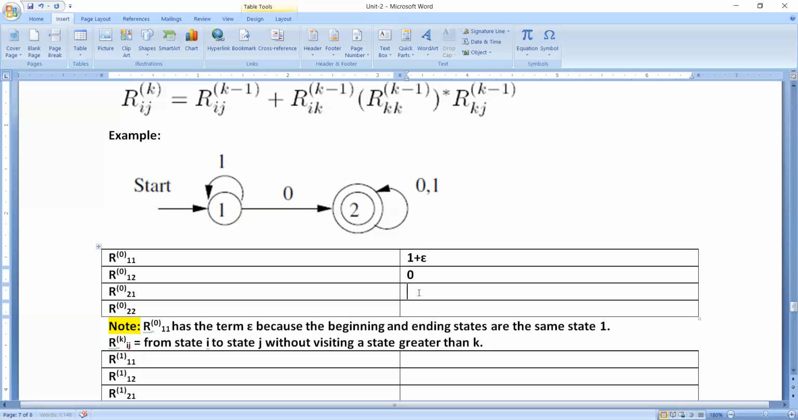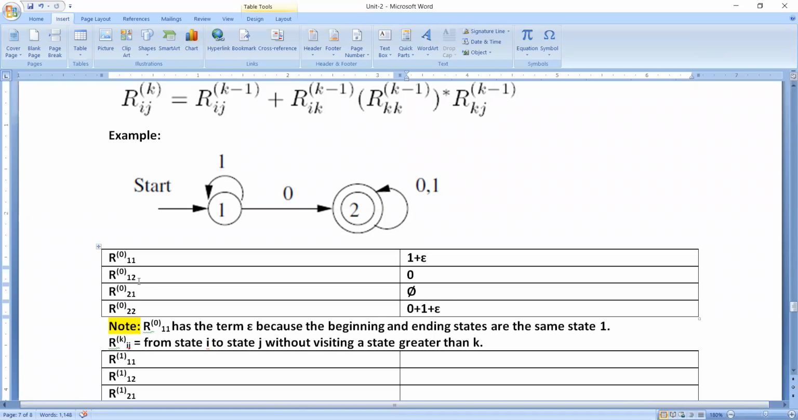As we don't have any transition from state 2 to state 1, this is going to be 5. Then what is the last one? R power 0 2 2, in the sense from state 2 to state 2. We have two input symbols, 0 and 1, so it will become 0 plus 1 plus, and the third symbol which will come here will be epsilon. Why epsilon? Just now I told you that as the source and destination are both the same, we are going to get epsilon here.